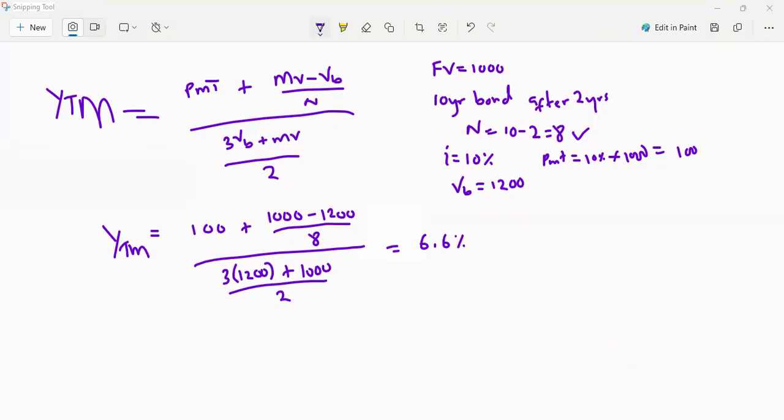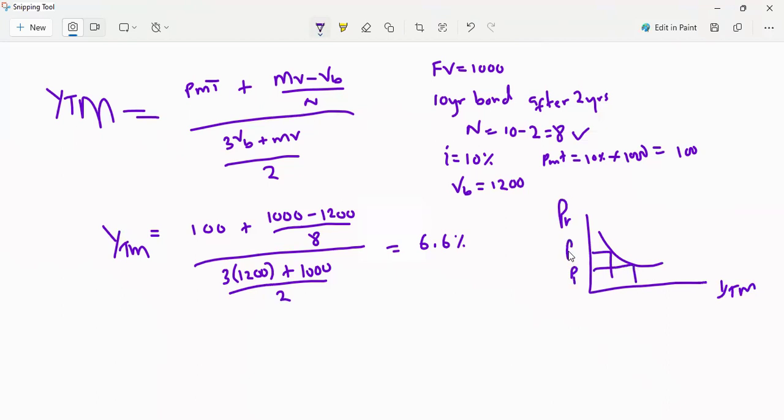That's the final answer. So you need to understand that there's a relationship between the yield to maturity and the bond price. They have an inverse relationship. So we have our YTM here and the bond price. What happens is that as the price of the bond goes up, the yield to maturity will go down. And as the bond price goes down, the yield to maturity will go up. This is a relationship that we have. It's an inverse relationship.